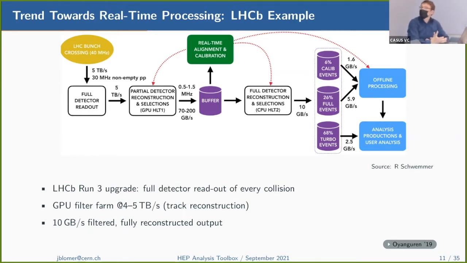Well, that has been made possible in parts by the GPU programming that we can do nowadays, for instance, for tracking. And this is an example from the LHCb detector. What they will do as of round three, you have 4 to 5 terabytes per second that go into the GPU filter farm. So I don't know, maybe 1,000 nodes or so with GPUs that do the tracking, do almost a full reconstruction. And then you have really a good base of knowledge where you can then do further filtering and analysis. So that is an interesting challenge.